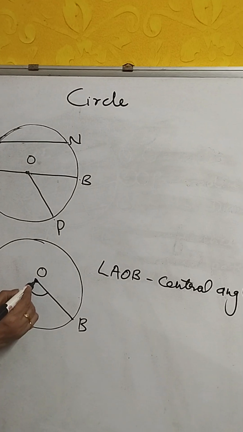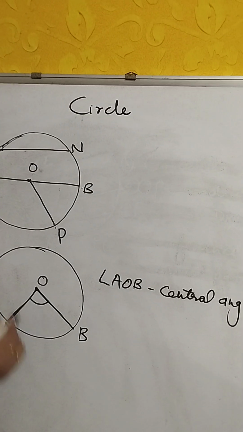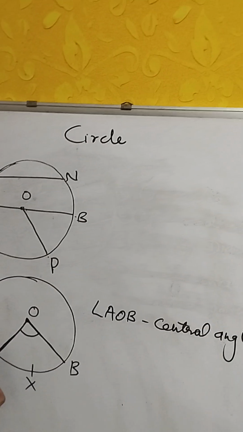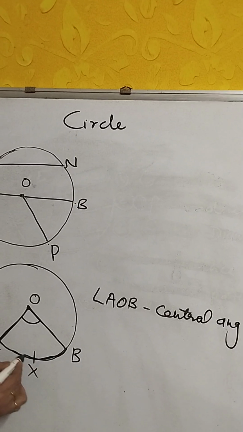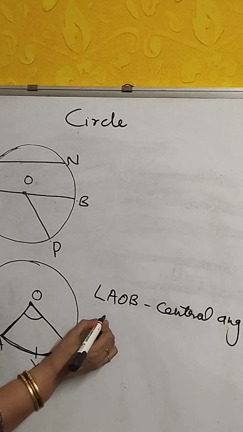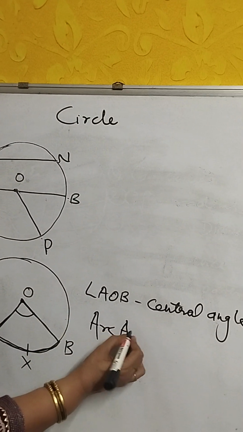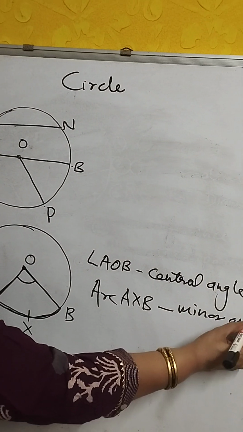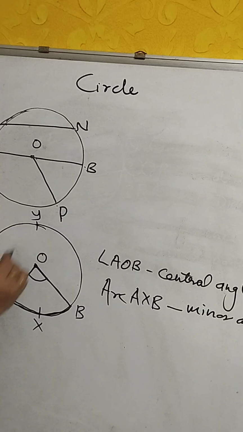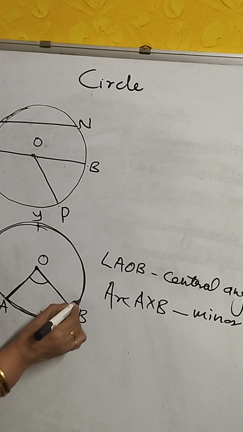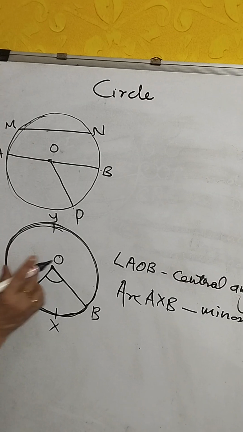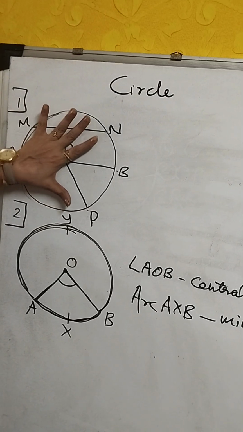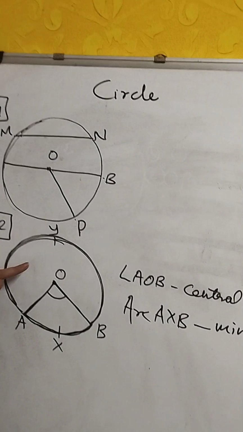Now this central angle, if we consider, then the arc which is in the interior is called the minor arc. So which one is a minor arc? Arc AXB is a minor arc, and arc AYB is a major arc. Now this is the second part of the circle. First part we have studied about parts of the circle. Now these are the terms of the circle.